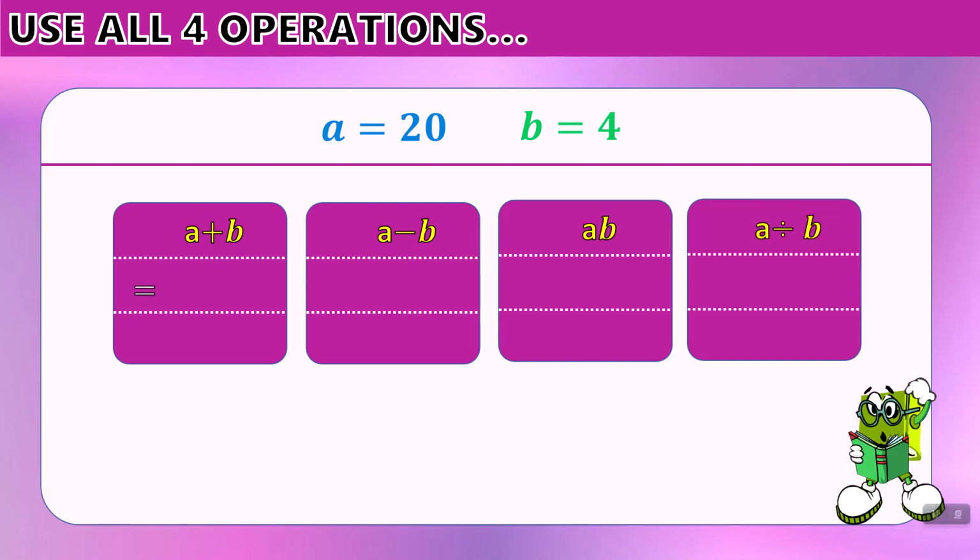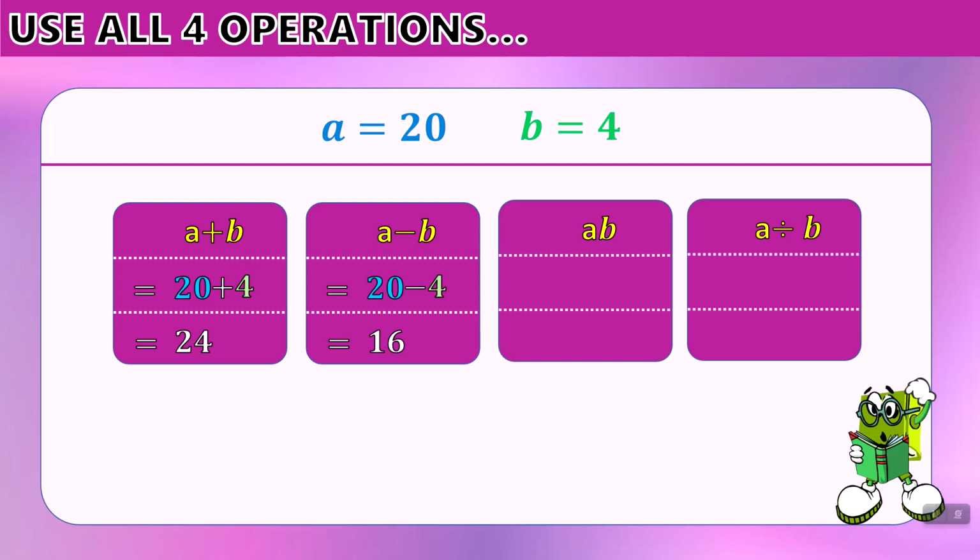So in the first one, a is 20 and b is 4, and so we replace the a with 20 plus 4, and 20 plus 4 gives us 24. That was easy. Now a minus b. A is 20, b is 4, and so we say 20 take away 4, and that leaves us with 16.